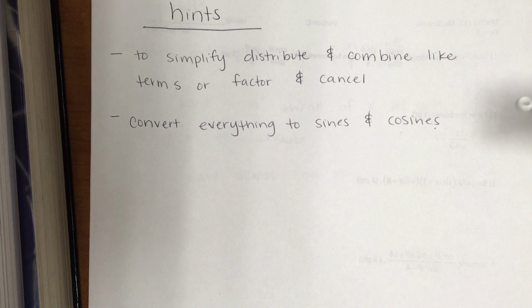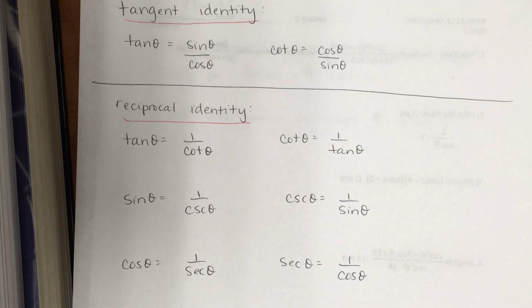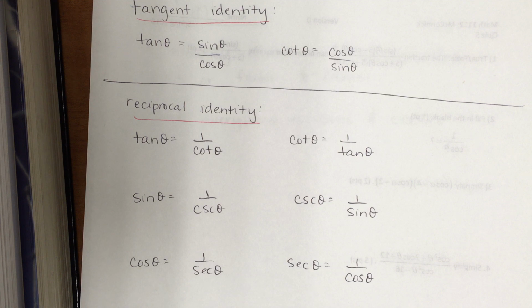Another hint that we're going to use today is to convert everything to sines and cosines. In the past, we've just been dealing with sines and cosines, but now we're going to throw in tangents and cotangents and all those kinds of things. So here are some of your identities that'll help you convert. These are new identities you're going to need to have memorized by the end of the test.